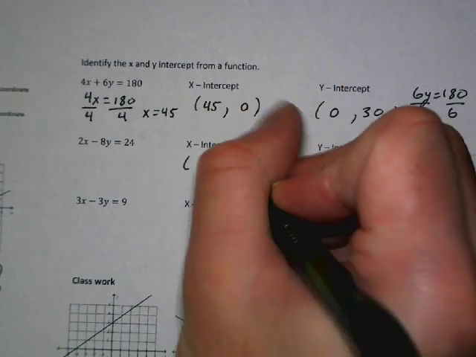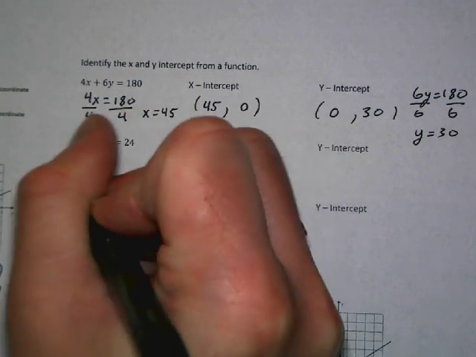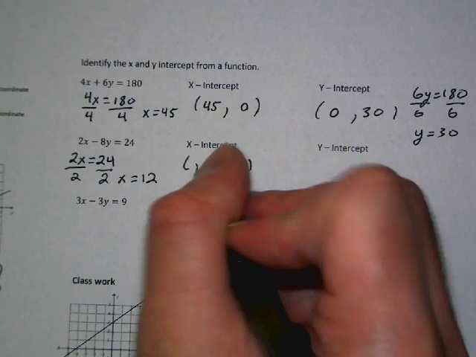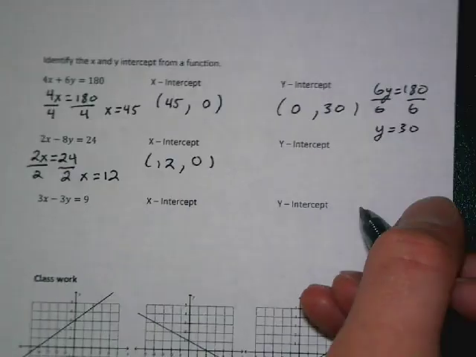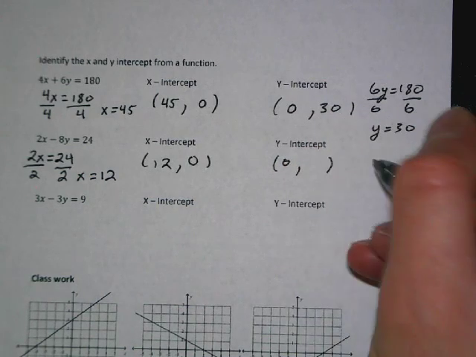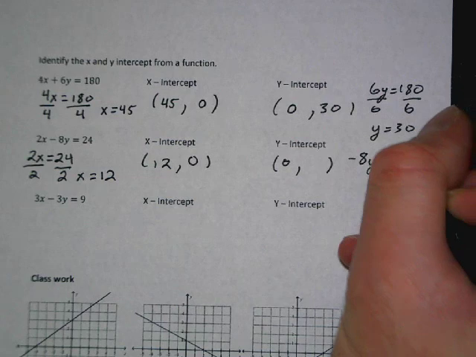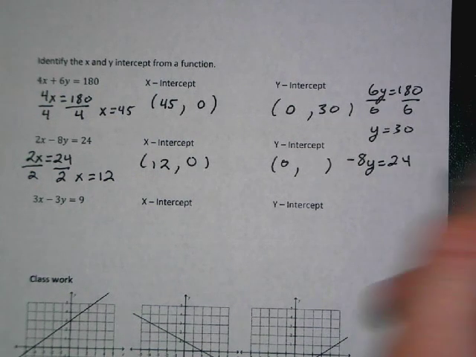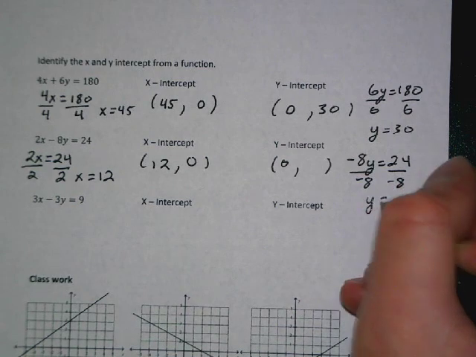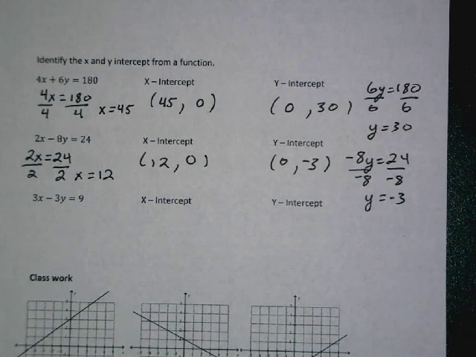For the x-intercept on the next one, when y is 0, we're left with 2x equals 24. So we divide by 2, and we get x is 12. So 12, 0 would be our x-intercept. For your y-intercept, plug in 0 for the x, and we're left with negative 8y, don't forget that negative in front of it, equals 24. So we divide by negative 8, we get y equals negative 3. So 0, negative 3 would be our y-intercept.